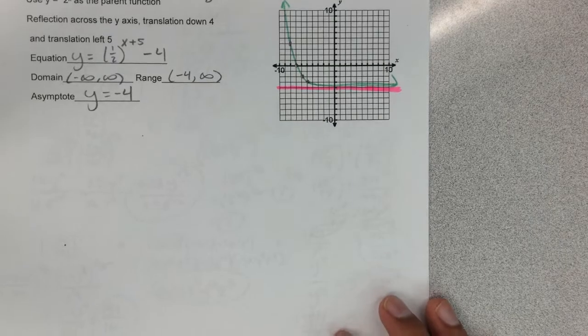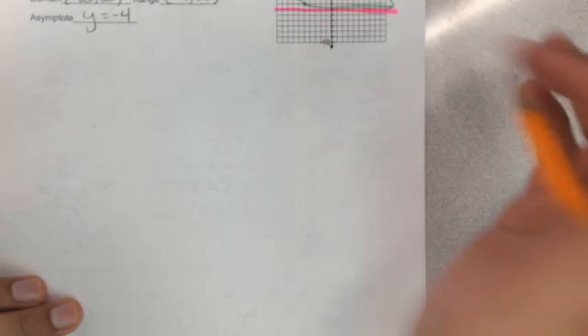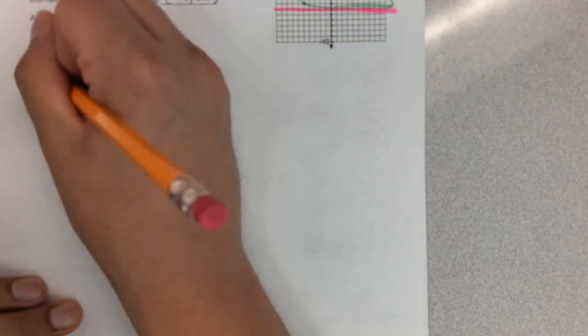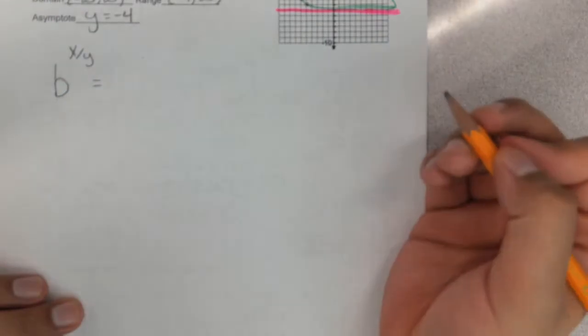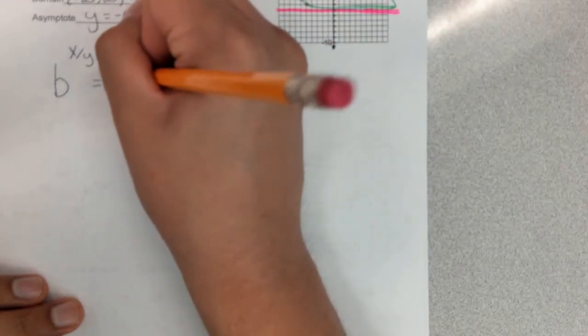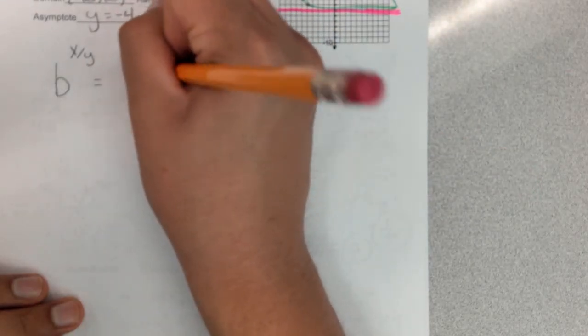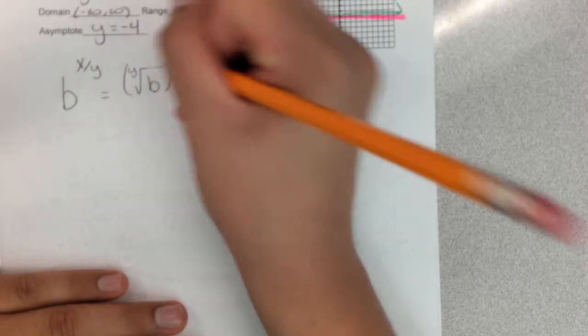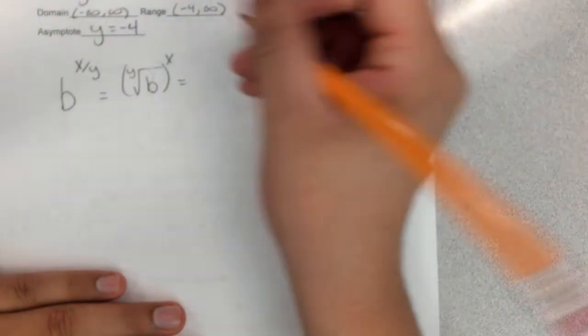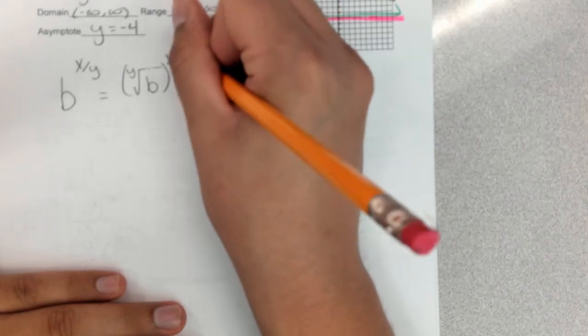Alright, so that's the end. Well, not the end of the review. Let's talk about one more thing. If you have b to the power of x over y, this is in exponential form. In radical form, you would write this as the y root of b raised to the power of x. So that's one way of writing it. Another option, you could also do the exponent first, then do the root. Either way, you get the same answer.